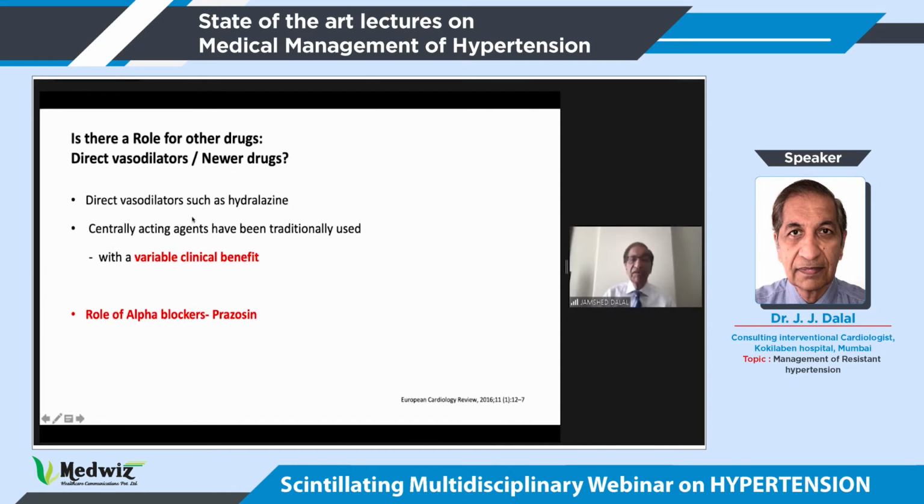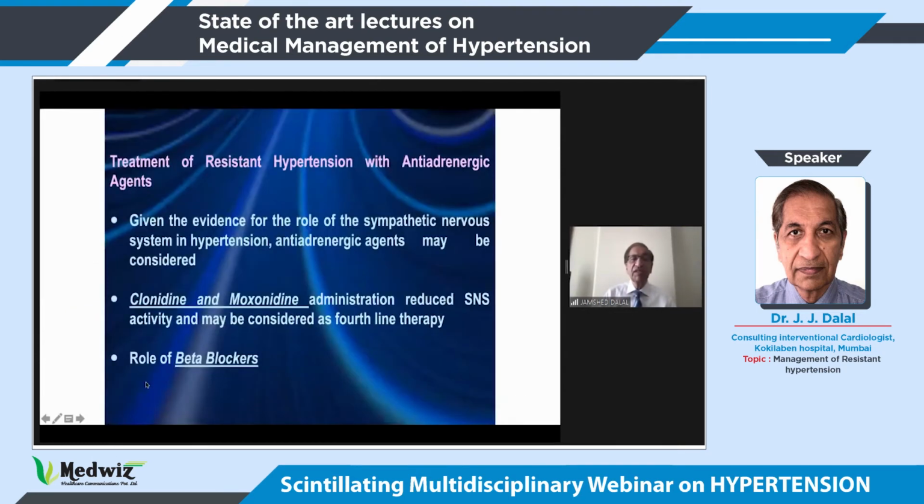Then, of course, we have centrally acting drugs, of which moxonidine is the most useful today. But again, benefits of these are very variable. Alpha blockers are very commonly used in resistant hypertension as a fourth drug, and these are particularly useful for patients with renal dysfunction because they don't affect the creatinine and they don't affect the potassium, which many of these other drugs might do. So clearly, we have an option, and I think we have to individualize patients.